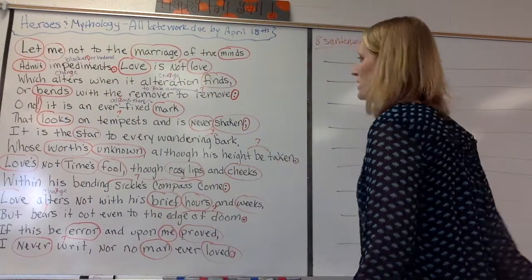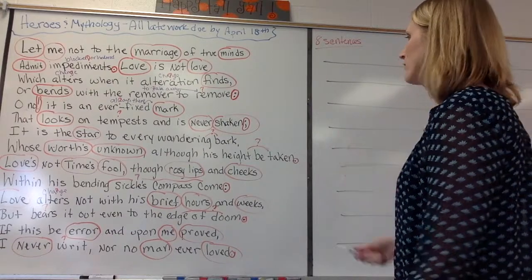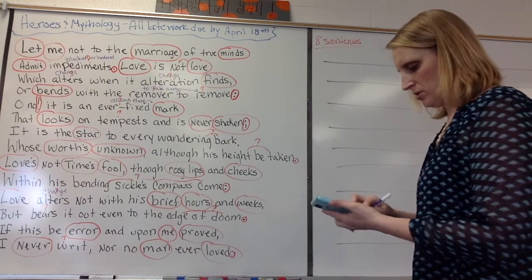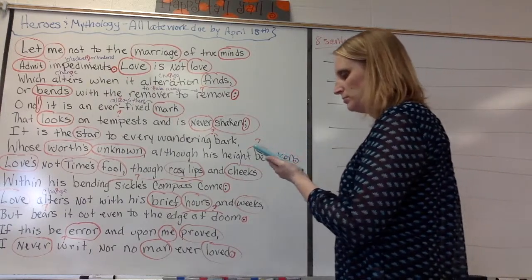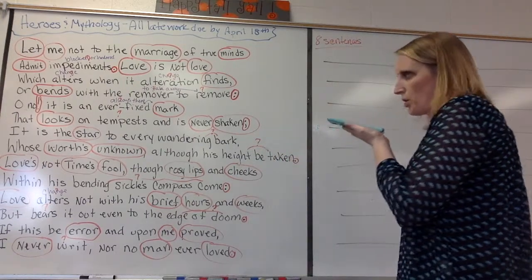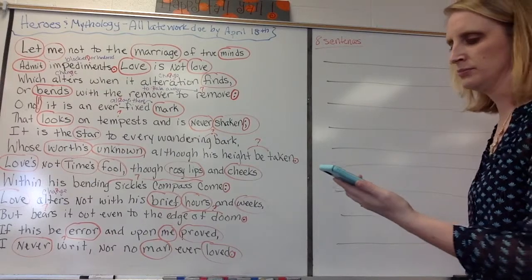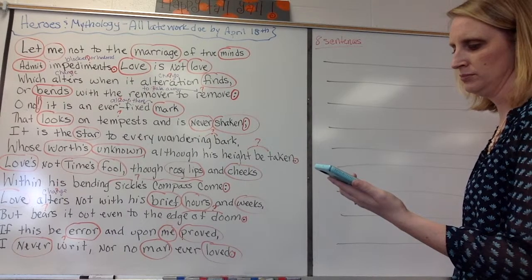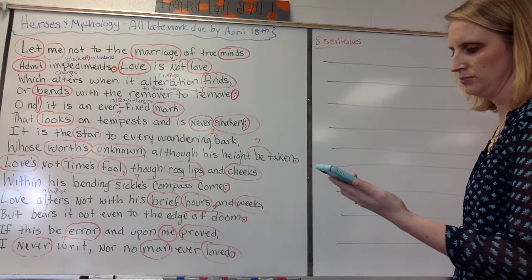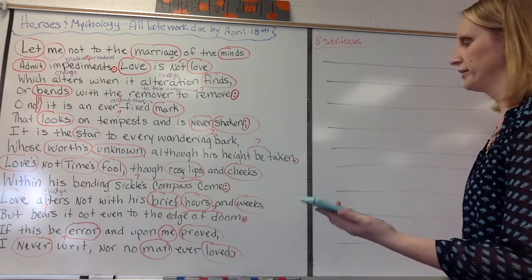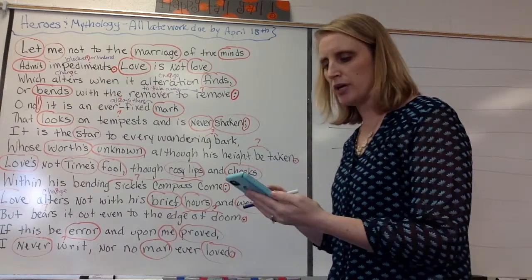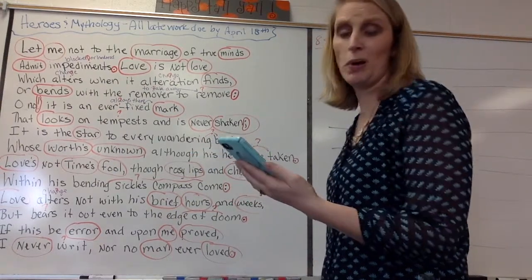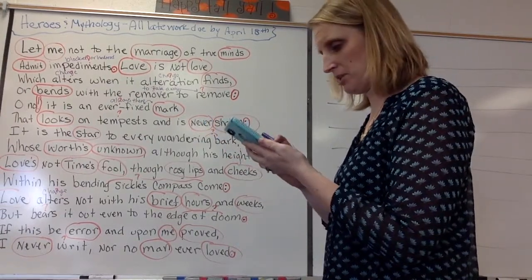Okay, so now I'm back to my next one. My next one is every wandering bark. Okay, so I'm going to do that one. Okay, Google, define ever wandering bark. According to vocabulary.com, it is the star to every wandering bark, whose worth's unknown, although his height be taken. That's ridiculous. But I will say on this one, it said from vocabulary.com, so I'm going to click on the website and see if maybe the website gives me something.